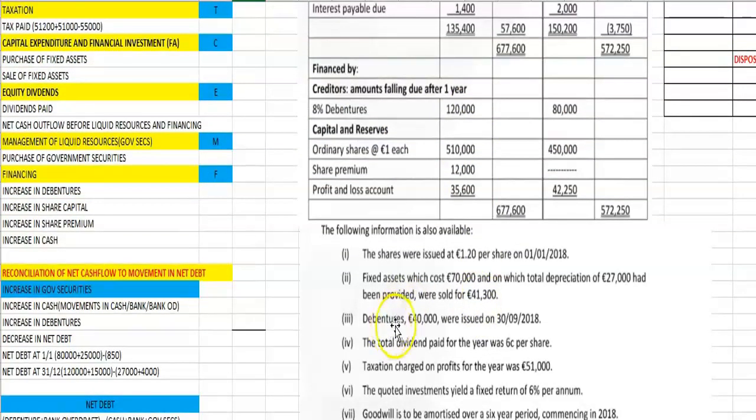So we're told in adjustment 3 that the extra debentures of 40,000 were issued on the 30th of the 9th, 2018. So what that means is that extra 40,000 was only issued at the end of September. So essentially, for the first 9 months of the year, you just have your €80,000 debenture, and then for the last 3 months of the year, you have the €120,000 debenture. Now that's relevant when it comes to working out the interest.